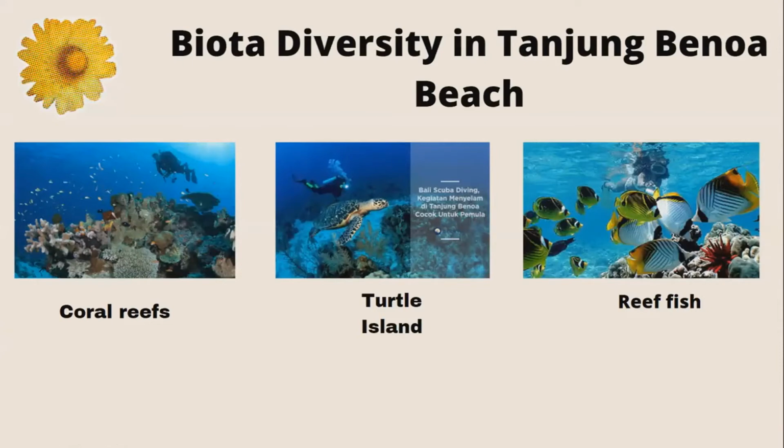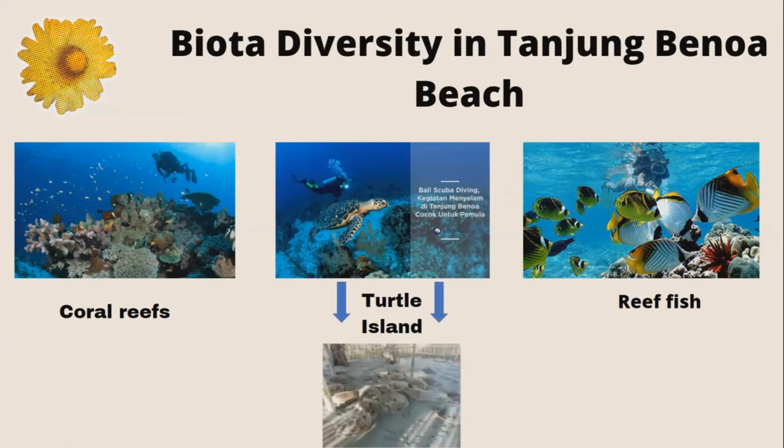There is biodiversity in Tanjung Benua that we can find. There are 3 types: the first is coral reefs, turtle island, and also reefs. Especially for the turtle island, there is a specific place for us to find turtles. Local people share with us boats to go to turtle island itself, because there are specific places that we can find turtles. We can find 3 types of turtle that people conserve there: olive ridley, green turtle, and also hawksbill.